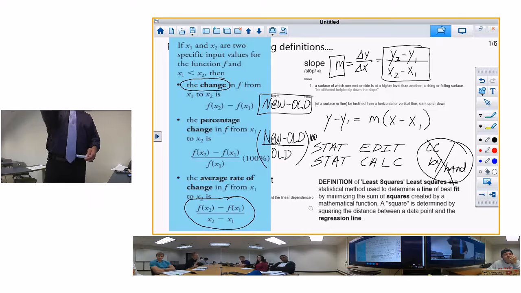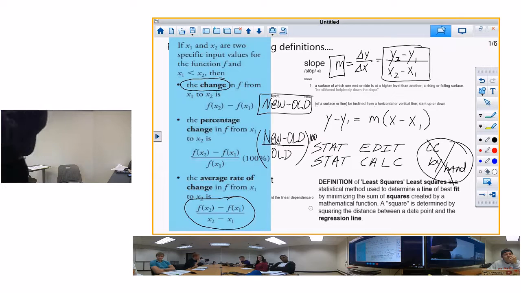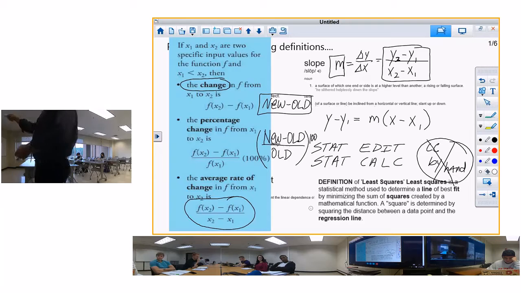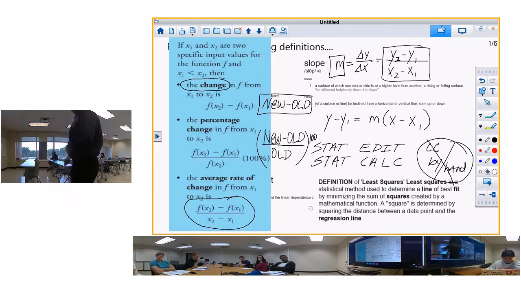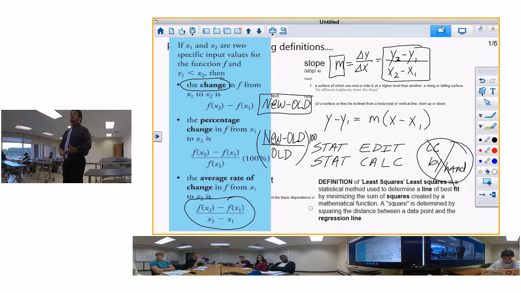And that's one thing that I wanted to show y'all today: these words and these definitions. All they mean is slope, basically. The first one is the change, new minus old. The percentage change is new minus old over old multiplied by 100. And then the average rate of change is nothing but the slope.